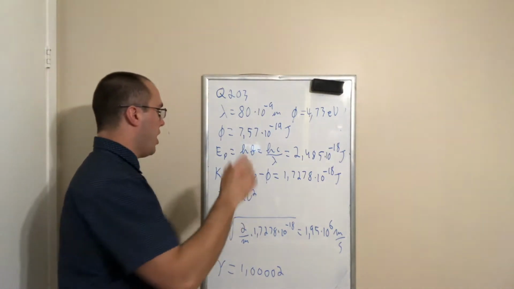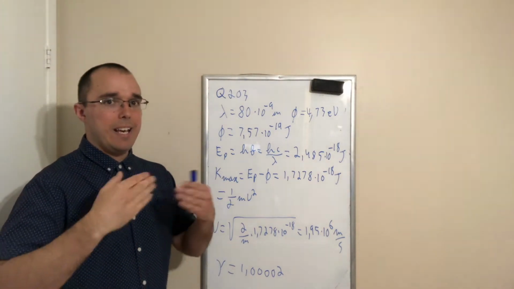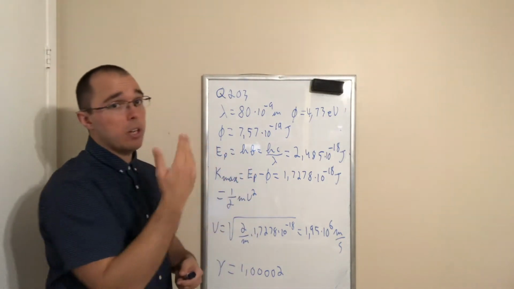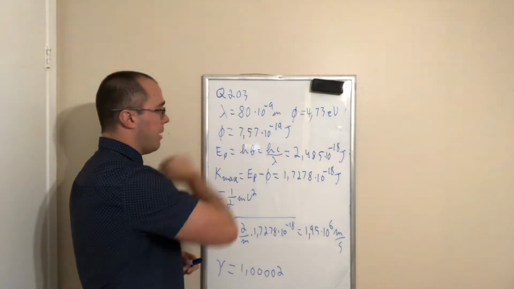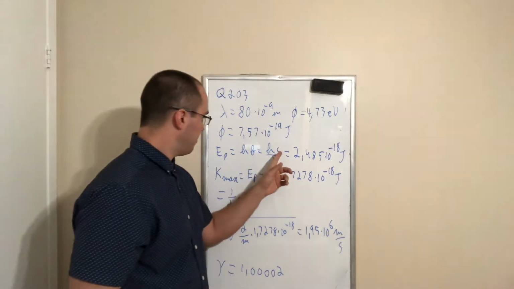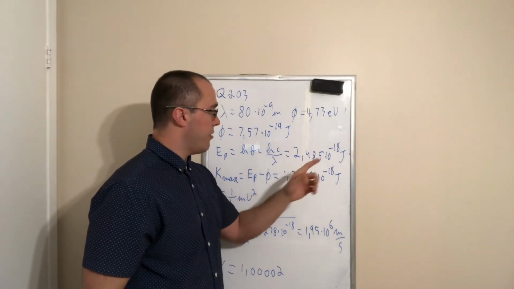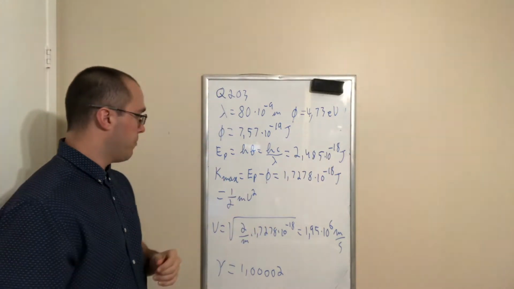And it's often convenient to start by calculating the energy in each photon. This is equal to h multiplied by the frequency. We don't have the frequency, but the frequency is equal to c divided by lambda, and we get an energy in each photon of 2.485 multiplied by 10 to the power minus 18 joule.